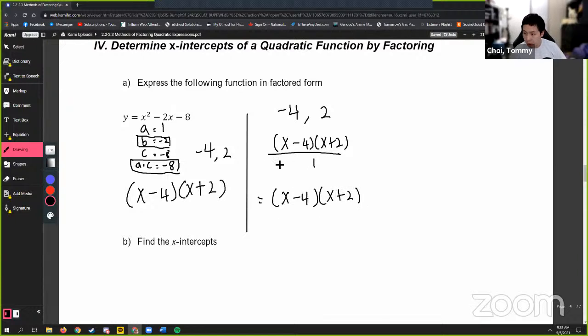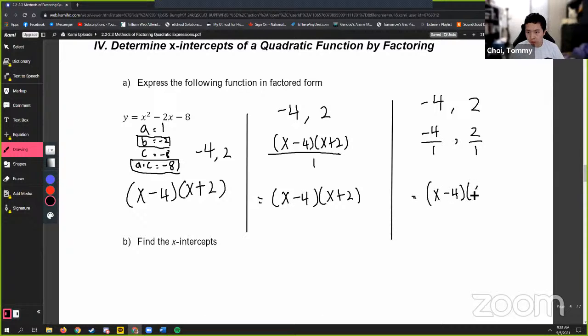So dividing by 1 doesn't really affect anything. So the Australian method will still give you the exact same thing. And of course, Mr. Choi's method also gives you the exact same thing. If you write out these numbers as fractions over 1, then you get your two brackets, x minus 4, x plus 2. So regardless of which method you use, product sum, Australian method, fraction method, you're going to get the same answer. So this is me showing you and proving to you it really doesn't matter.